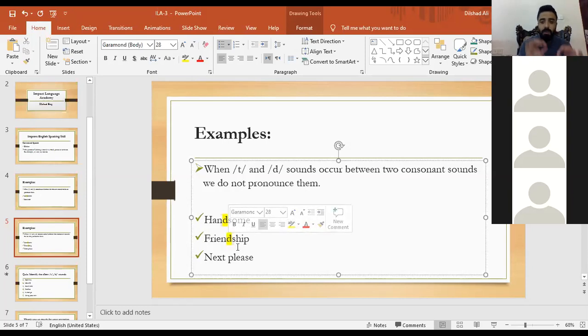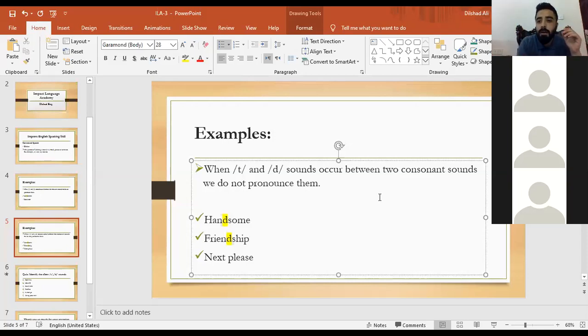The sound is between two consonant sounds, n and sh. Sh, together, it's a sh sound. We do not say "friend-ship"; we will say "friendship" without the d sound. Guys, look at the difference. Friendship.